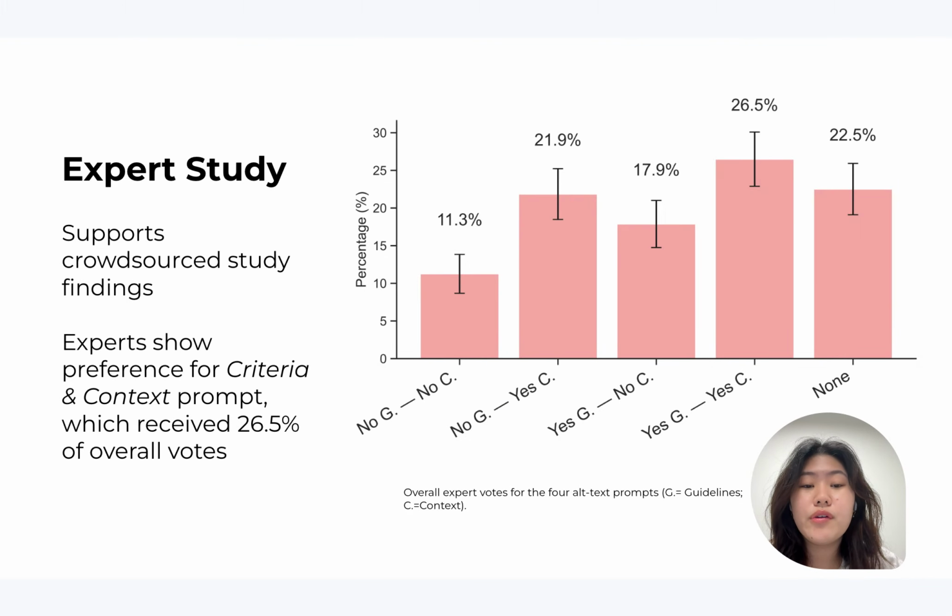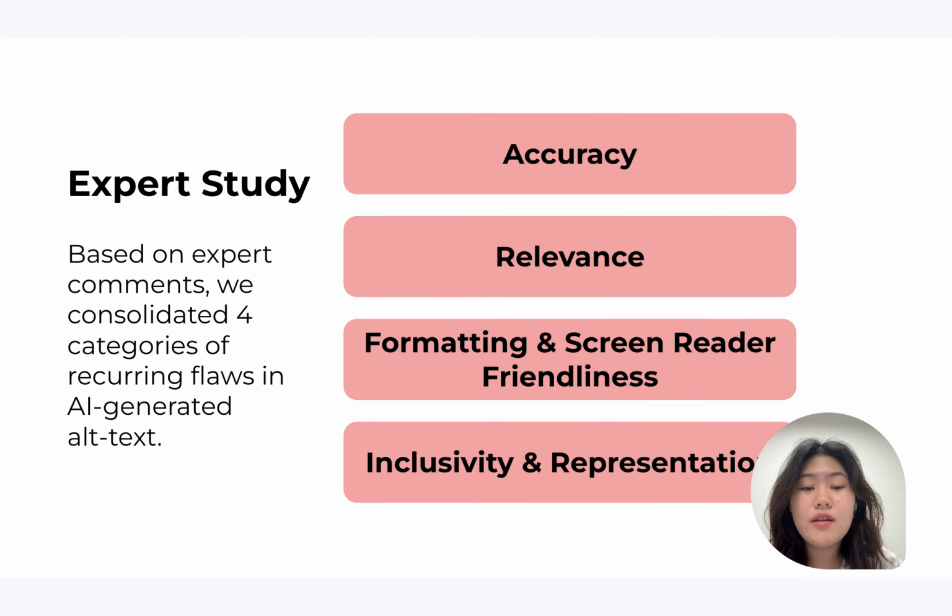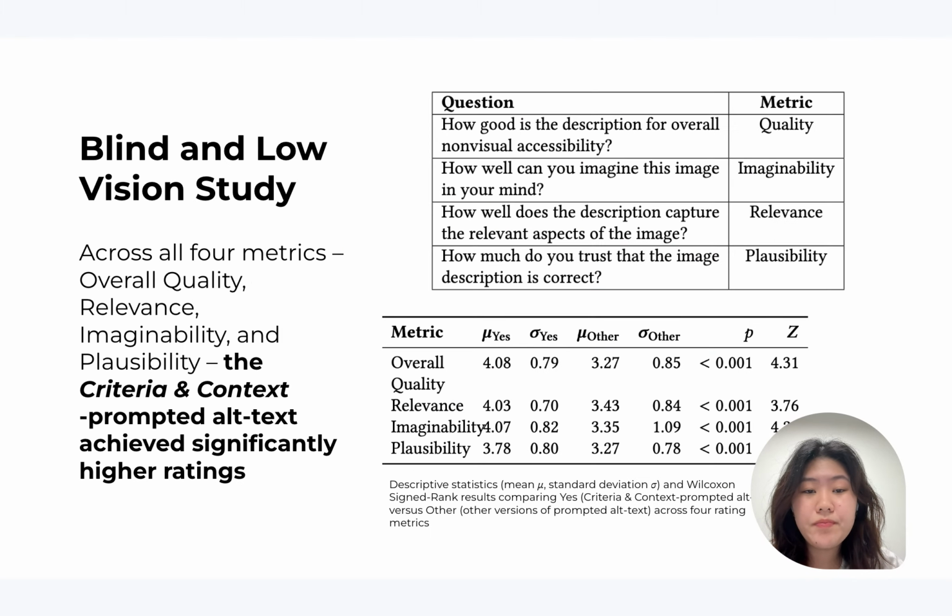And our expert study supports these crowdsourced study findings, as experts also show preference for criteria and context prompts, which received 26.5% overall votes. And based on the expert comments, we were also able to consolidate four categories of recurring flaws in AI generated alt text, specifically accuracy, relevance, formatting and screen reader friendliness, and inclusivity and representation. Our BLV study also supported our earlier findings, as across all four metrics that we used in this study, the criteria and context prompted alt text achieved significantly higher ratings.